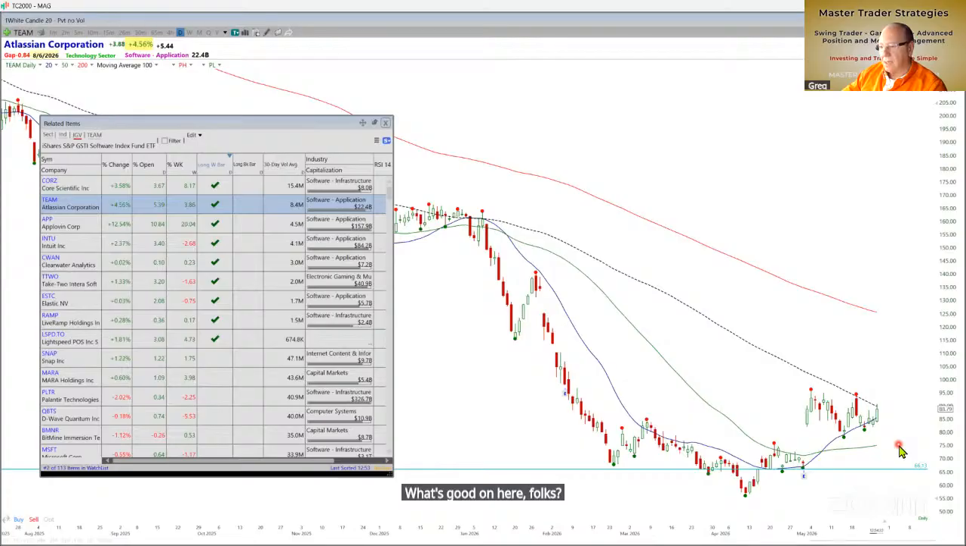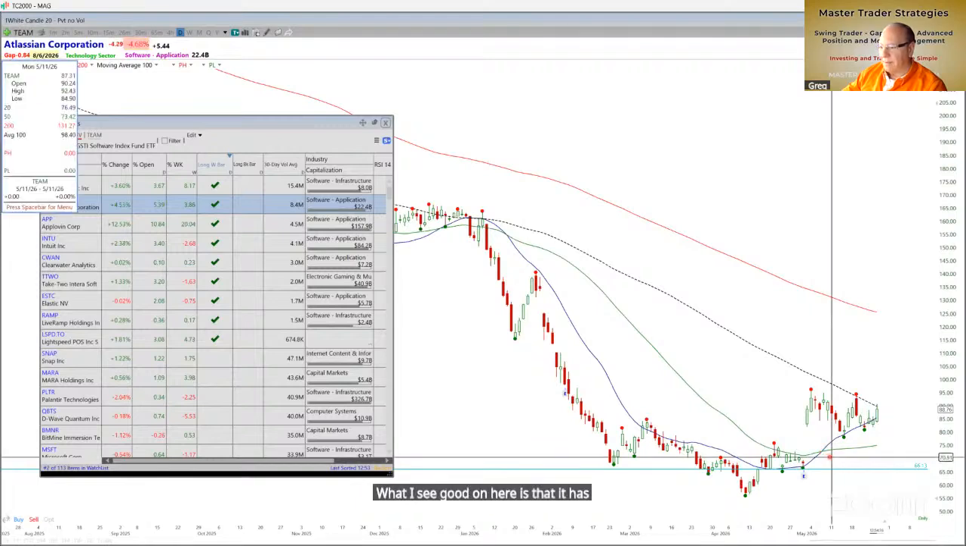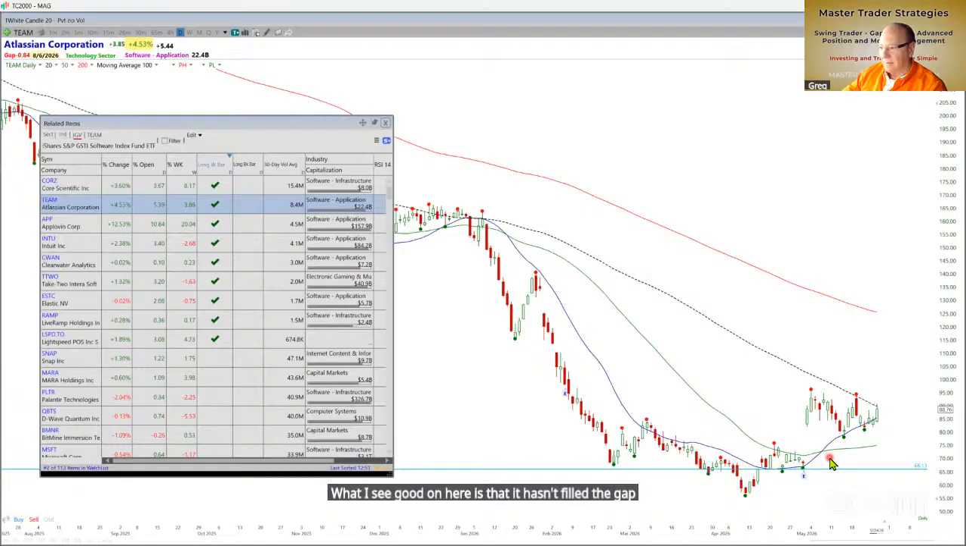But what's good on here, folks? What do you think's good on here? You might say, I don't see anything good on there, Greg. That thing's been dead money for a long time. What I see good on here is that it hasn't filled the gap. So we have different concepts of interpreting price action. Right? Pivots. These green dots are pivots. Some platforms call them fractals. It's a fancy name.